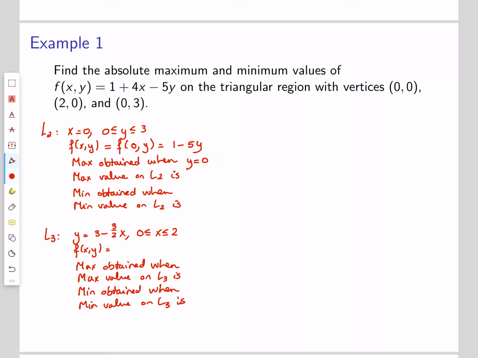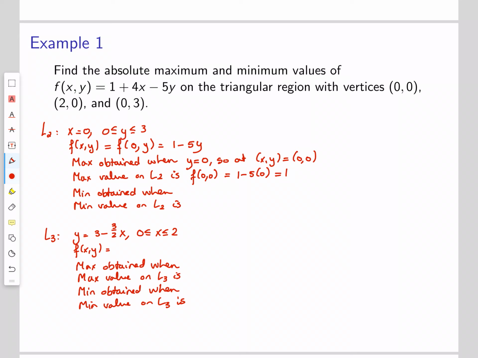So when y is equal to 0, so at the point (x, y) = (0, 0), the maximum value on L2 is f at (0, 0), which we already calculated actually. It's 1, but we can calculate it a different way now. It's 1 minus 5 times 0, according to the equation that we just came up with, 1 minus 5y, and so that's equal to 1.